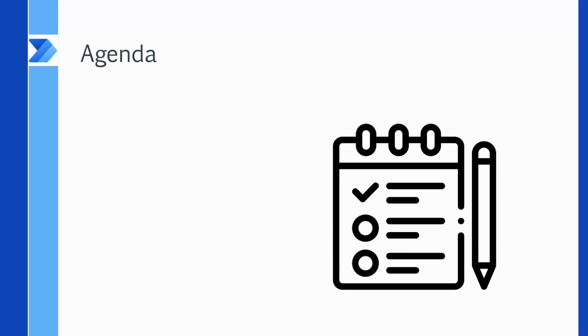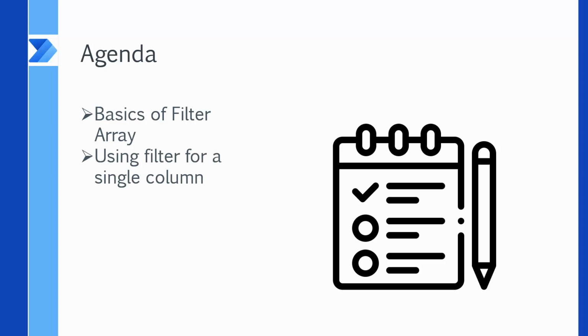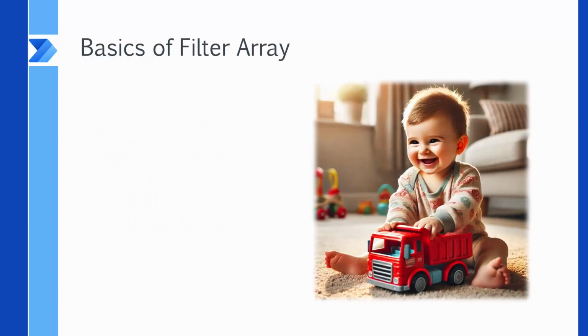Now, let's start with our agenda and see what we want to talk about in this video. We start with the basics of a filter array with a very simple example. Then we add a little bit more complexity, but still we are using filter for a single column. In the end, we want to take it to the next level and see how we can use filter array with more than one column filter criteria. So without wasting time, let's get into our first example, which is the basics of the filter array.